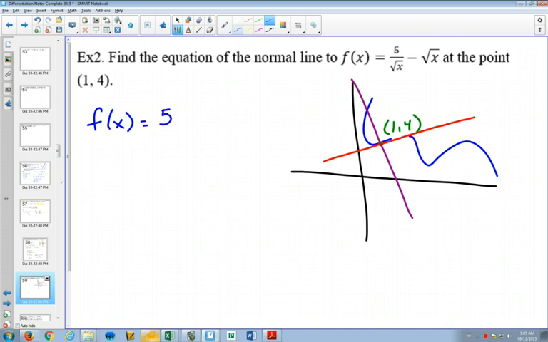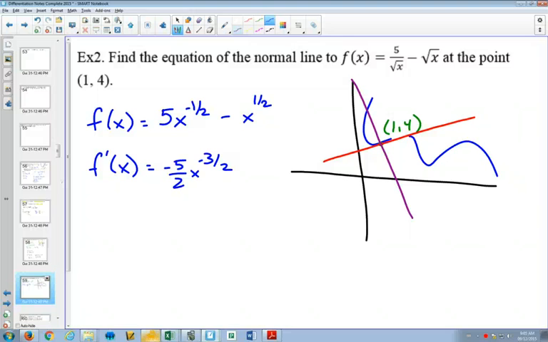Well, we're going to have to take a couple of extra steps here. This is going to be 5 over x to the half, which means when I bring it up to the top, it'll be 5x to the negative half minus x to the half. So we have to take that initial step to change things so that our power rule will allow us to take the derivative. Bring the number in front and subtract 1 from the exponent. And we've got our derivative.